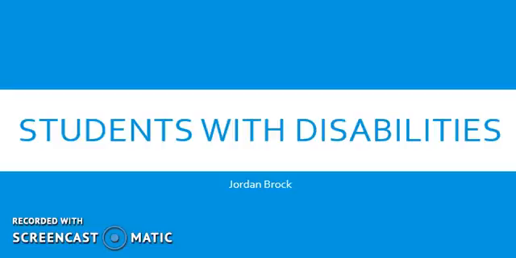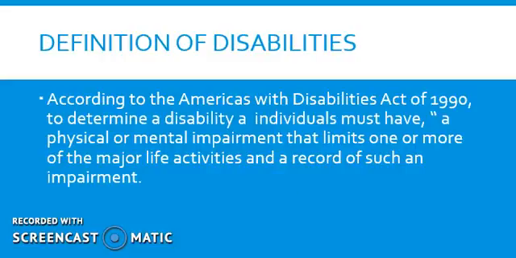For my subpopulation presentation, I decided to go with students with disabilities. First, we have to determine what a disability is. According to the Americans with Disabilities Act of 1990, to determine a disability, an individual must have a physical or mental impairment that limits one or more of the major life activities and a record of such impairments.